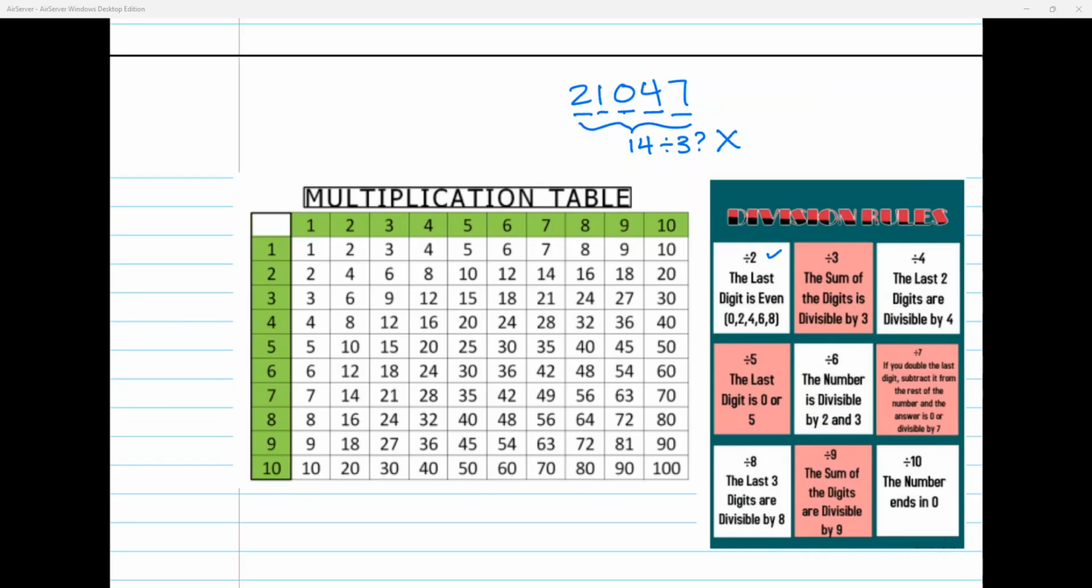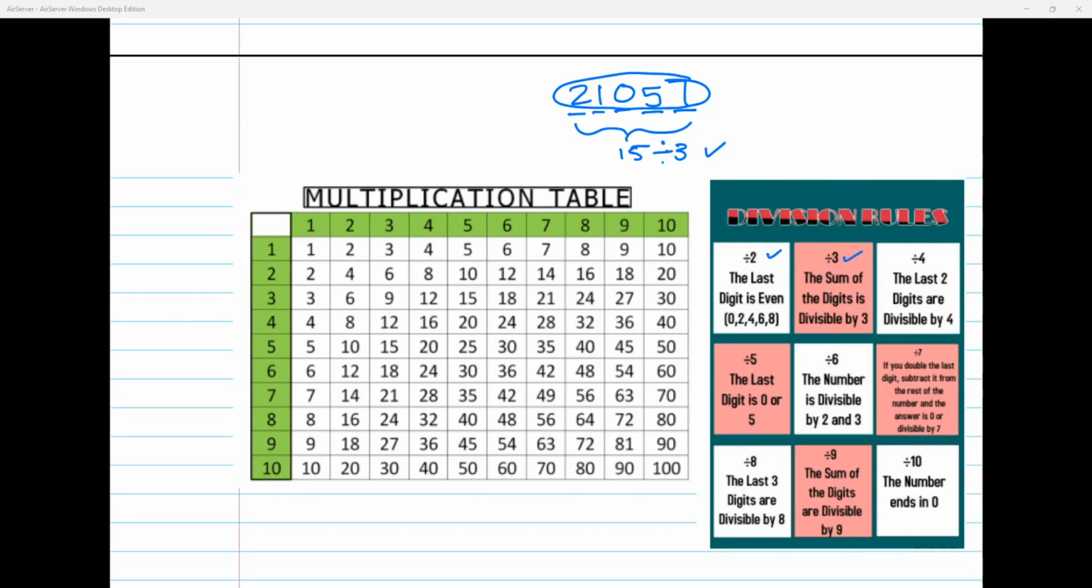Let's change the number one more time. I'm going to change that 4 into a 5. Now I have 21,057. I'm going to add these numbers up. That's going to be 2 plus 1 is 3, plus 0 is still 3, plus 5 is 8, plus 7 is 15. When I added these numbers together, I got 15. Is 15 divisible by 3? That is a yes. And since 15 is divisible by 3, then I know the original number, 21,057, is also divisible by 3. So that is your divide by 3 rule.